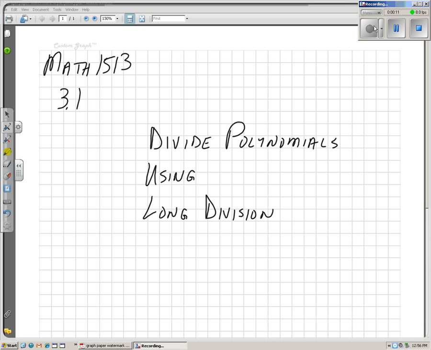Now you guys learned long division in like second grade with numbers. Today we're going to use it to divide polynomials. Remember, poly just means many. Nomials basically means terms. So you're dividing things that have many terms in them.